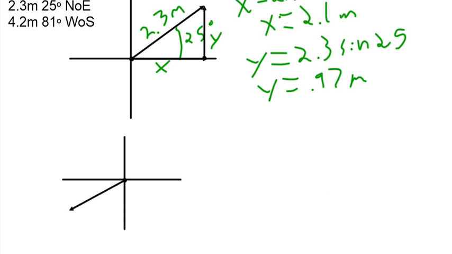For the second practice problem, 4.2 meters, 81 degrees west of south, I have it drawn out over here. Now, what you'll notice is that these are roughly going in opposite directions. So what we have to be careful of now is our frame of reference. And what we want to do is establish our positive direction. So let's say that up is positive and to the right is positive.